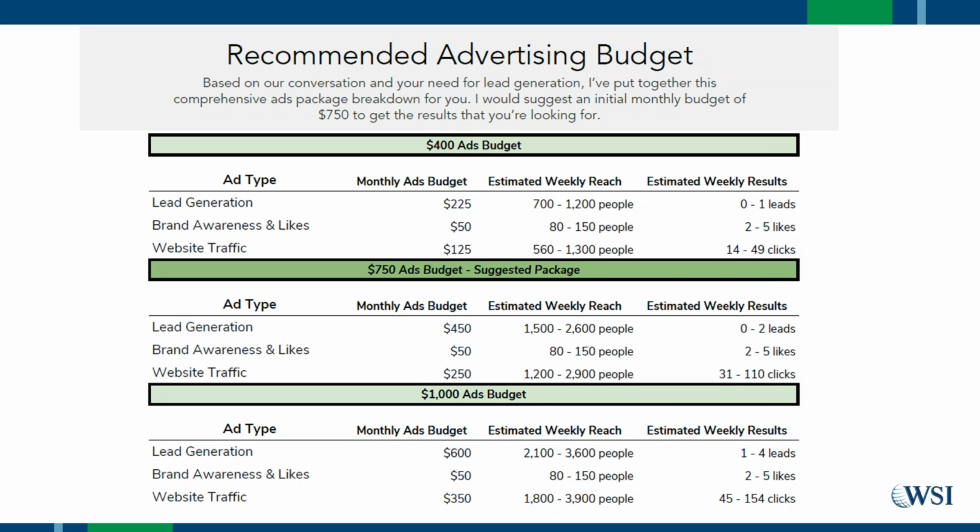So the recommended budget that we had was $750. We broke it up across the 3 different campaigns and estimated different weekly results for that budget. So with social media, we're able to have really clear understandings of what sort of results we are expecting you to get for the money that you put into it.